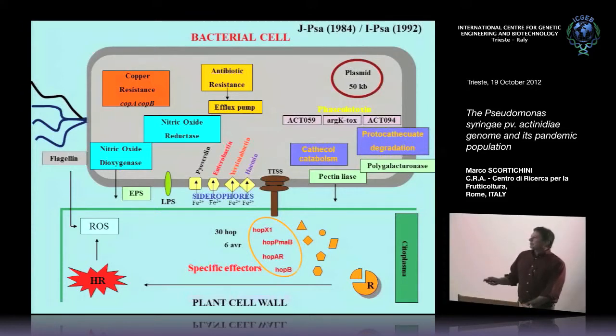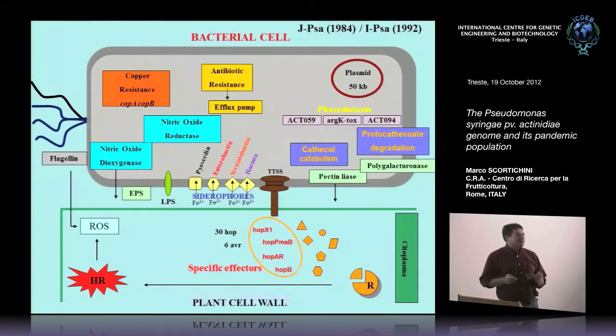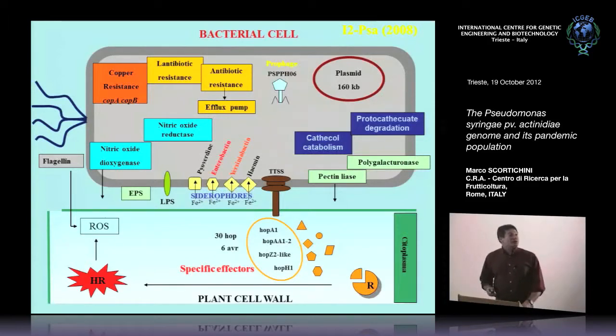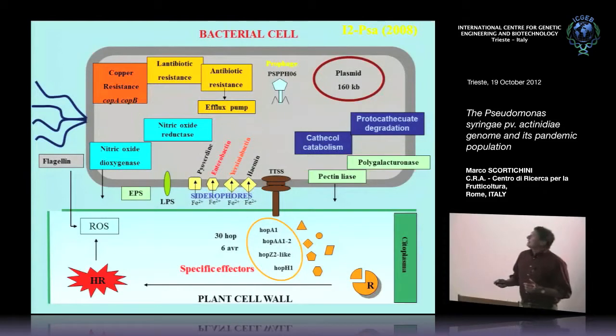Also, the effectors are important. You will see that there are differences between these two populations. This is the new one, the current pandemic population. You see that it loses the phaseolotoxin gene cluster, but this remains and maybe is even more virulent as well. So these toxins are not entirely necessary to promote the disease. If they have them, it's better, but if they don't have these phytotoxins, they can cause disease as well.